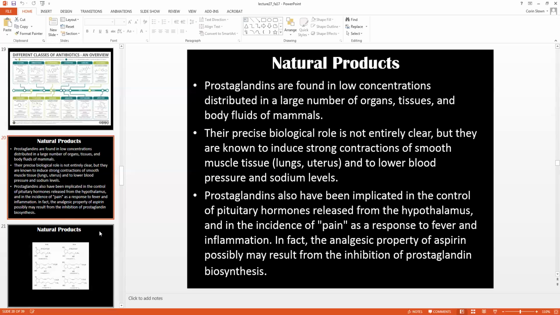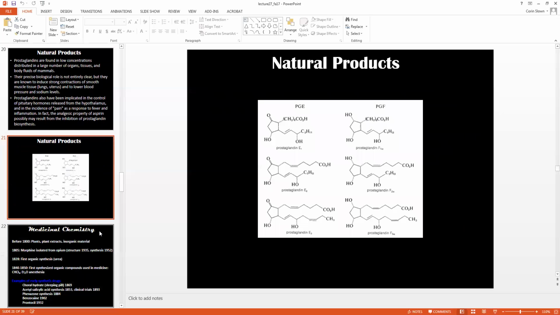The prostaglandins have been implicated in the control of the pituitary hormones released from the hypothalamus and the incidence of pain as a response to fever and inflammation. So the analgesic property of aspirin possibly may result from the inhibition of prostaglandin biosynthesis. Here are some examples of prostaglandins and their variety of structures.